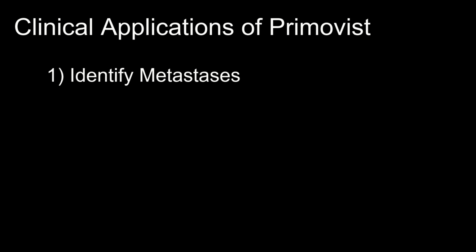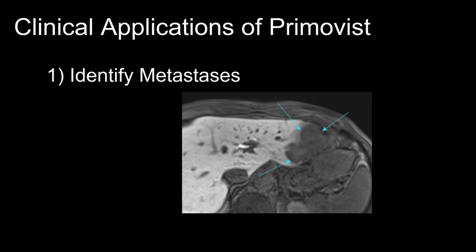To name a few common uses, one, to identify metastases. If the background liver is very bright on hepatobiliary phase because of the Primovist uptake, focal metastases and other non-hepatocyte containing lesions are going to be dark. This is important in certain types of cancers like colorectal cancer, where hepatic metastases can be cut out with curative intent. So we need to identify all of the metastases.